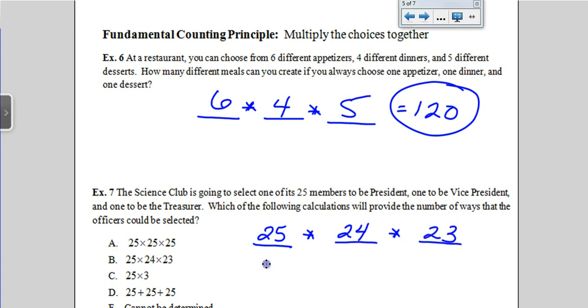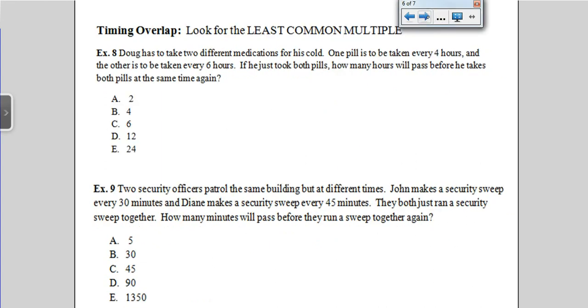Before you grab your calculator, look at your answer choices. They were written in this sort of notation, so all you have to do is find the right answer, and it is B. They don't actually want you to come up with the number answer. They just want you to come up with the problem setup.